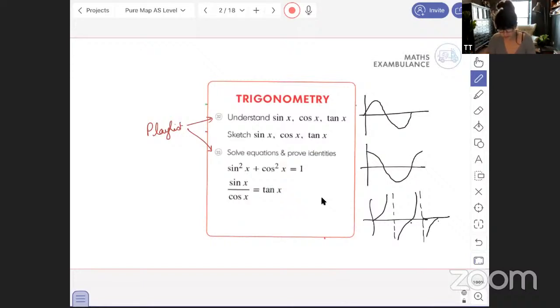The graphs, is there an easy way to remember them? I don't think so. I used to make my students have whiteboards and at the beginning of the lesson, draw it, rub it out, draw it, rub it out, draw it, rub it out. And we did that for a couple of weeks and then they could all do it. So it's just a case of getting them into your brain, really.